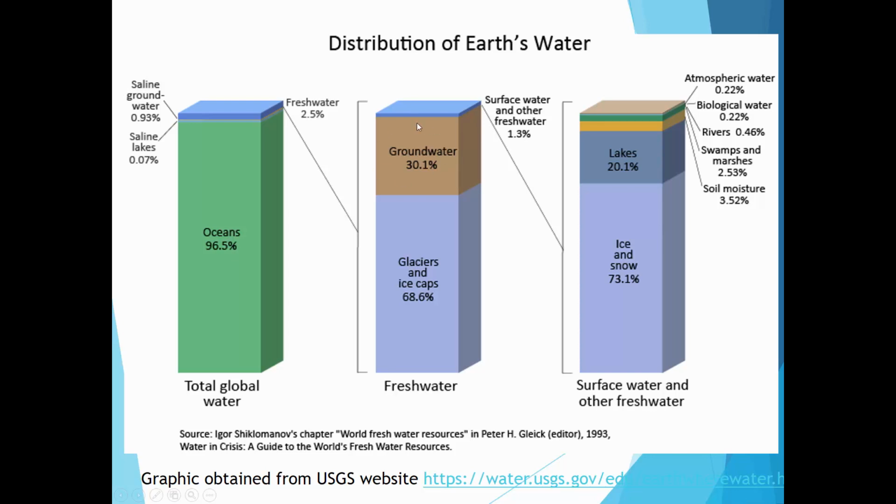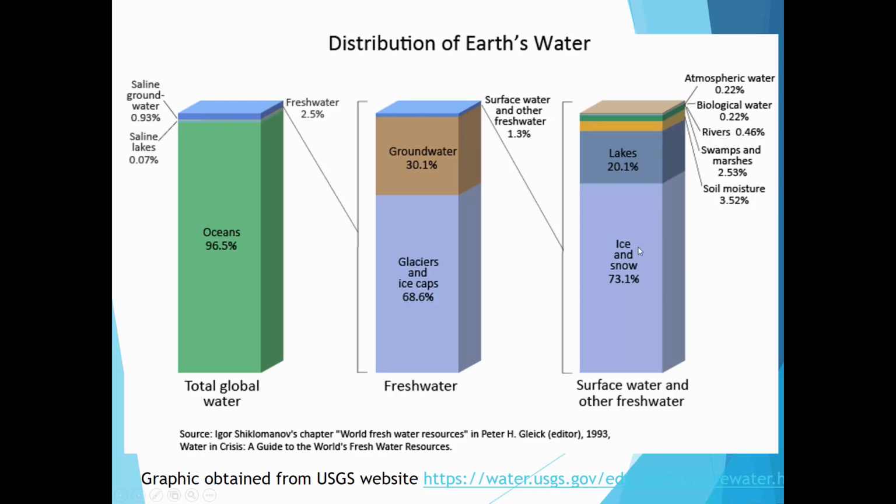Almost one-third of all fresh water is groundwater, and some of this we can access, and some of this is too deep to be able to access. But groundwater is a good source of water for us. And of the 2.5% of Earth's water that is fresh, only 1.3% of that is surface water or other freshwater sources. Okay, so let's move to that third column, which is all surface water and other fresh water, and look at how that breaks down.